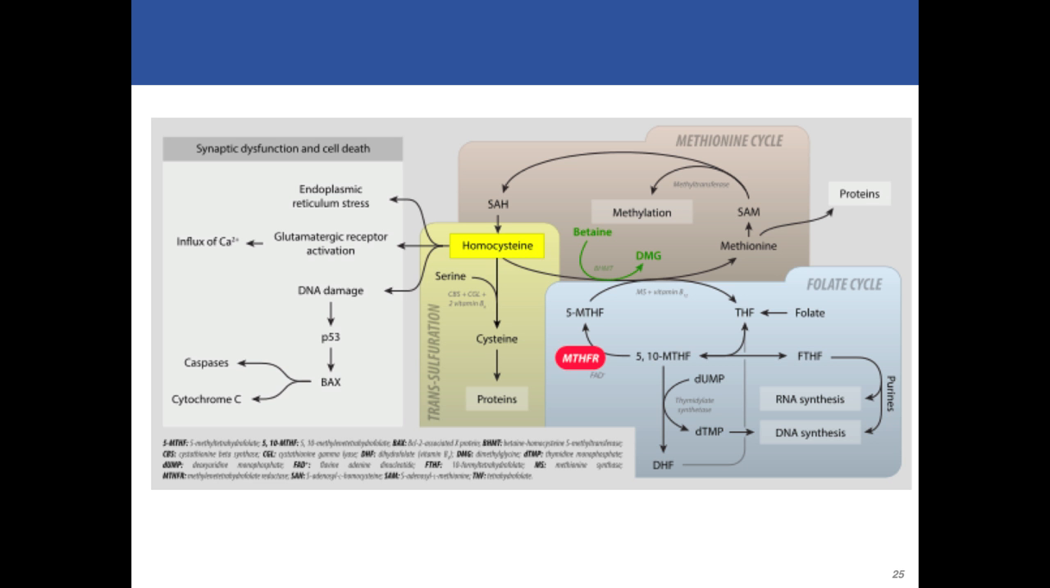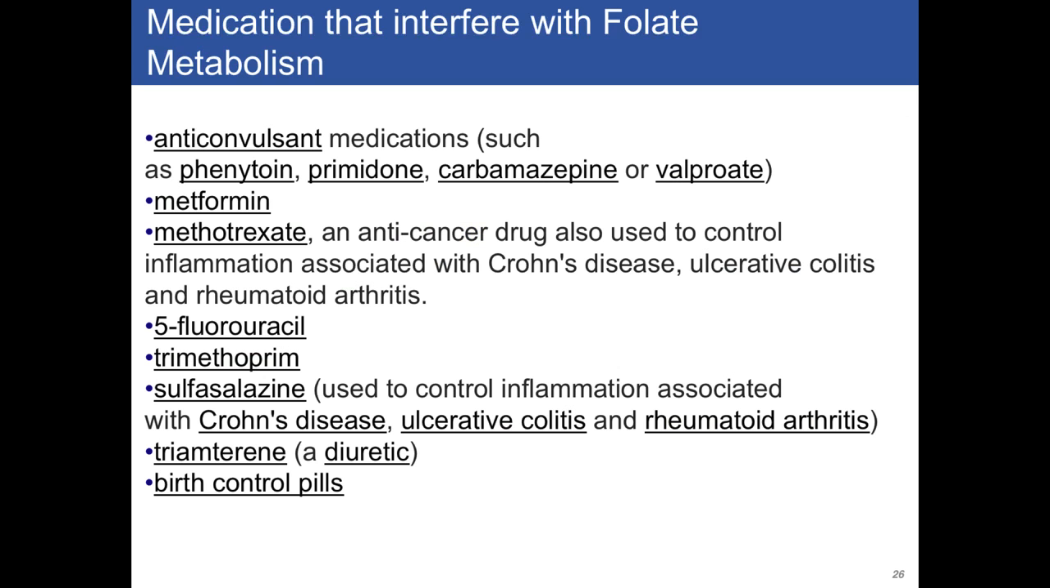It indicates DNA damage. Homocysteine in your blood at a high level is not a good thing. It can also be used as a transsulfuration molecule for serine. Homocysteine can be used with serine to generate cysteine that can be used in proteins. So these pathways are very, very important.